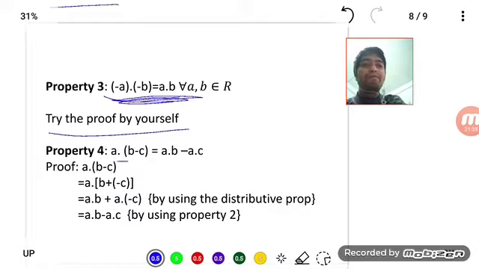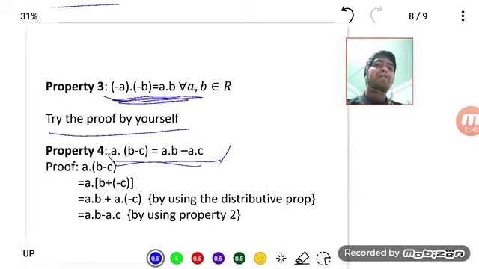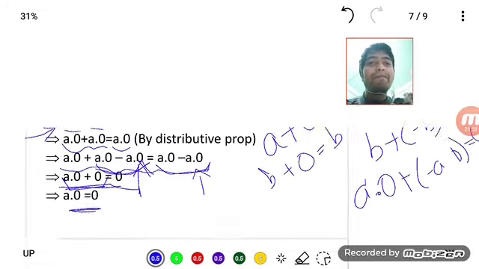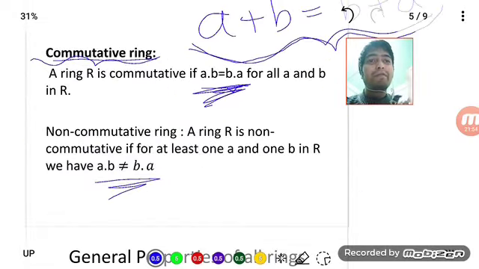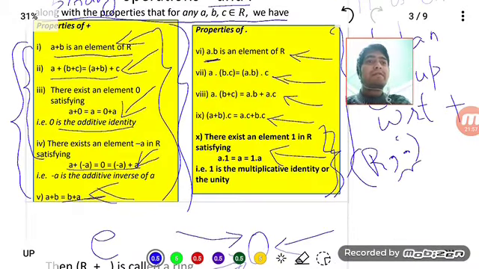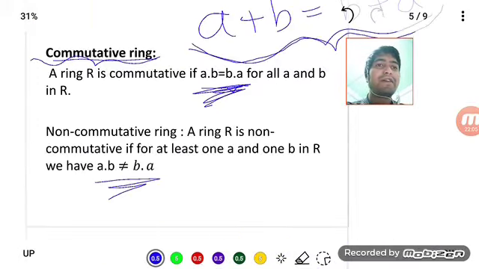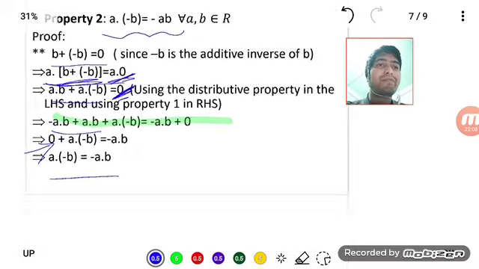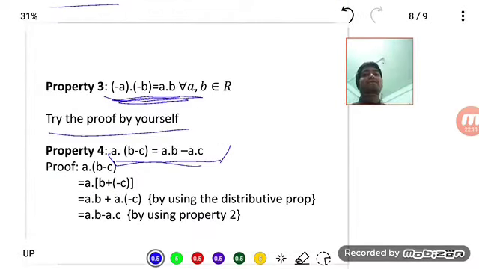And property number 4 says that a dot b minus c equal a dot b minus a dot c. Some of you may be thinking, we can do this one in one line. But in fact we cannot. Because when we were doing the distributive properties, let us just go back. We were doing the distributive properties only with respect to plus, right? So that is why. But because there is an additive inverse, this also holds. The proof goes from this.